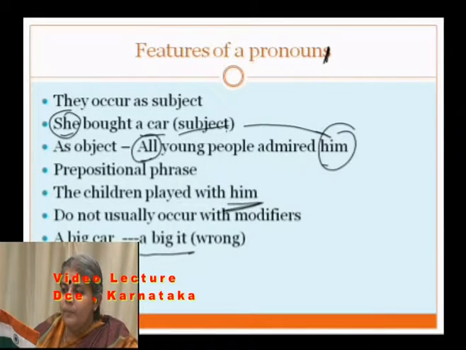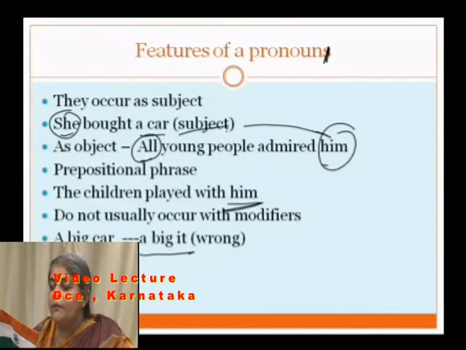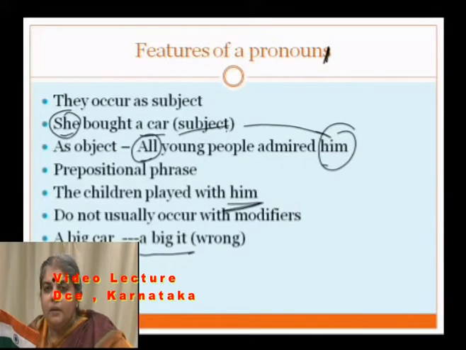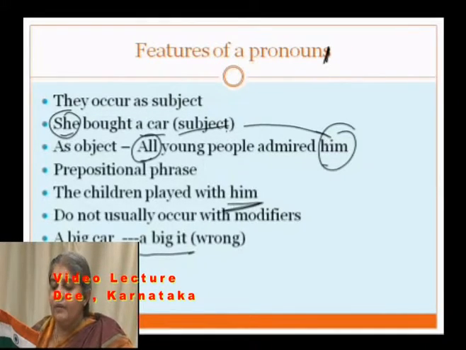Then we went on to understand the features of a pronoun. At first, they occur as subject. She bought a car. It comes as a subject. Then it comes as an object. The second way, that is the positioning of pronoun: all young people admired him. It comes as an object. Third, it comes in a prepositional phrase: the children played with him. I have given the marker.